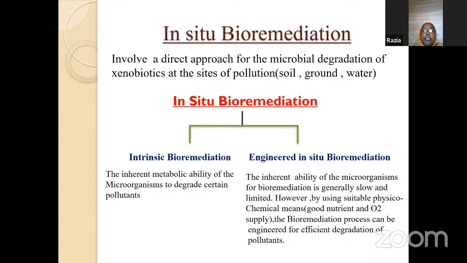So there are two types of in situ bioremediation. One is intrinsic and one is engineered. Intrinsic means natural methodology, natural approach. And in the next slide, we can also see the advantages and disadvantages of these two methods, in situ and ex situ methods.